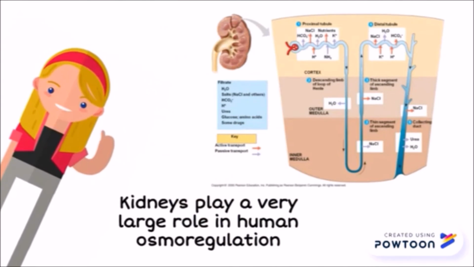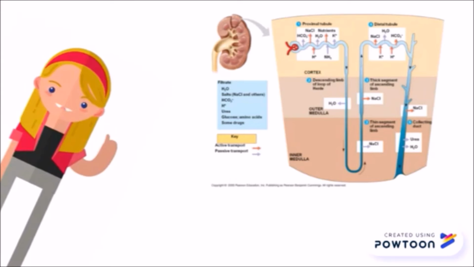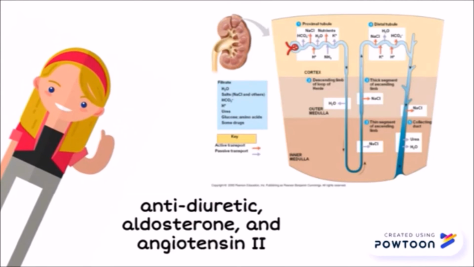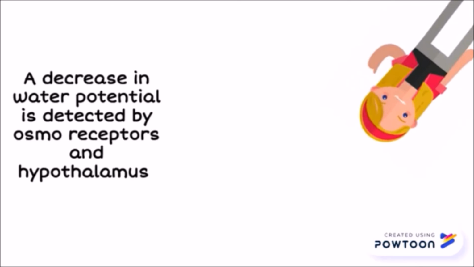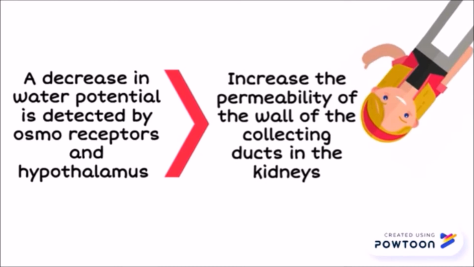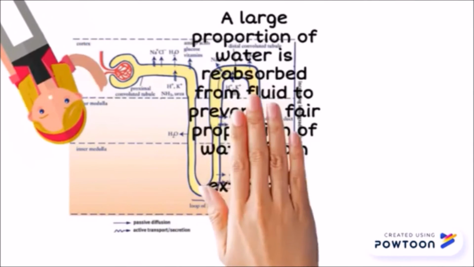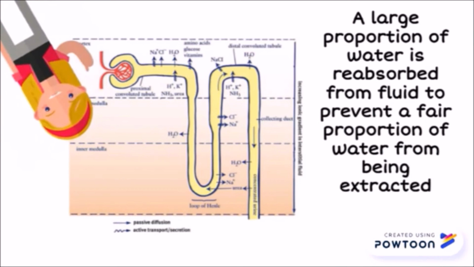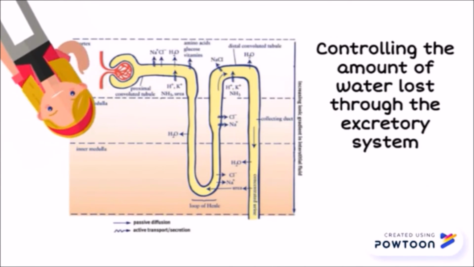Kidneys play a very large role in human osmoregulation by regulating the amount of water reabsorbed from glomerular filtrate in kidney tubules, which is controlled by hormones such as antidiuretic hormone, aldosterone, and angiotensin II. For example, a decrease in water potential is detected by osmoreceptors in the hypothalamus, which stimulates release of ADH from the pituitary gland to increase the permeability of the wall of the collecting ducts in the kidney. Therefore, a large portion of water is reabsorbed from the fluid. A major way animals have evolved to osmoregulate is by controlling the amount of water lost through the excretory system.